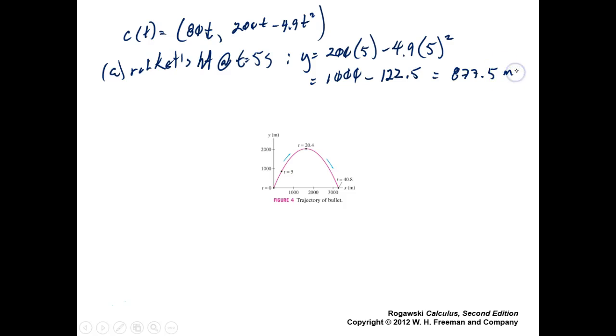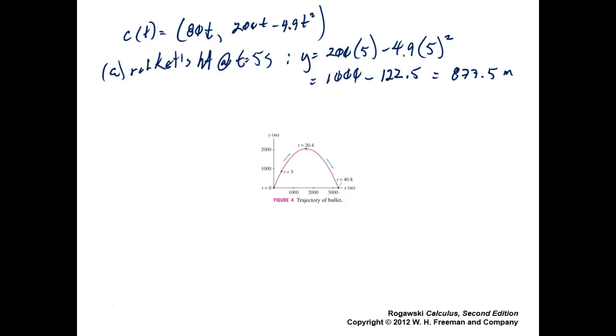And this is in meters. I'm not sure if they told you that, but I told you that when I said that's the acceleration due to gravity in meters per second squared, then you know that has to be in meters. Did they ever say it? Yeah, distance in meters.